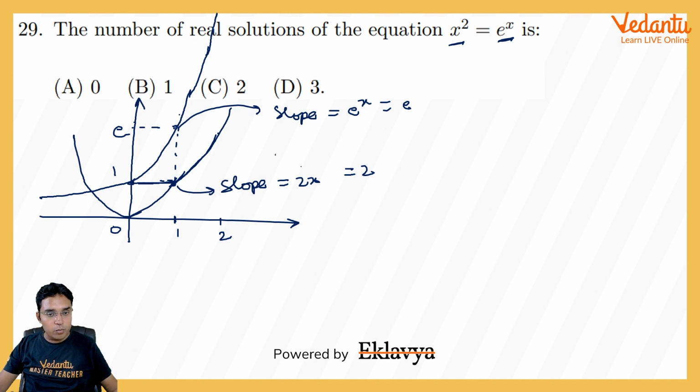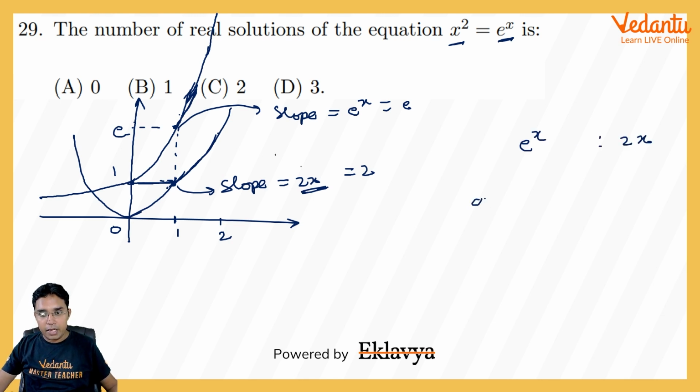So the slope is more here than at this point. So then definitely this is going to increase more rapidly than the graph of x square. Now you may ask that maybe later on the slope of 2 power x will take over the slope of e power x. For that, let us just compare e power x and 2x.